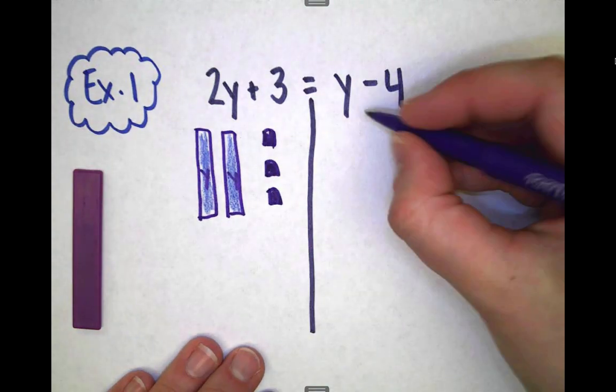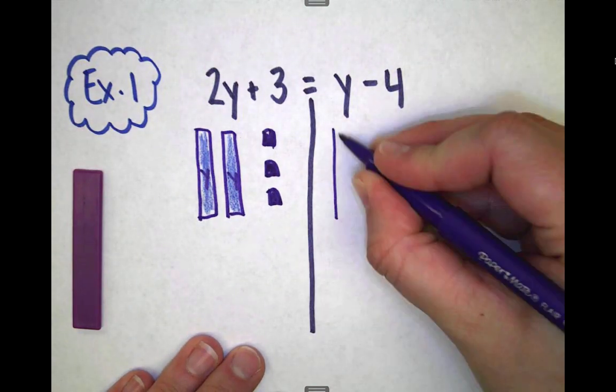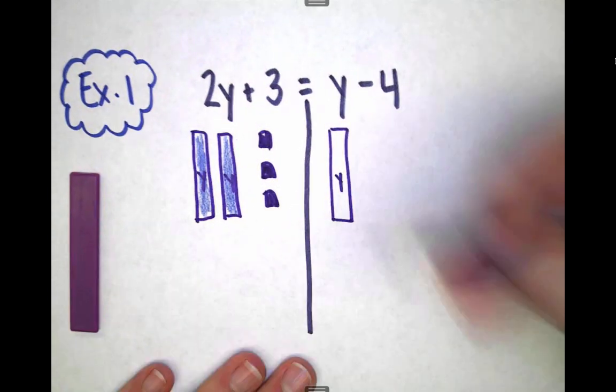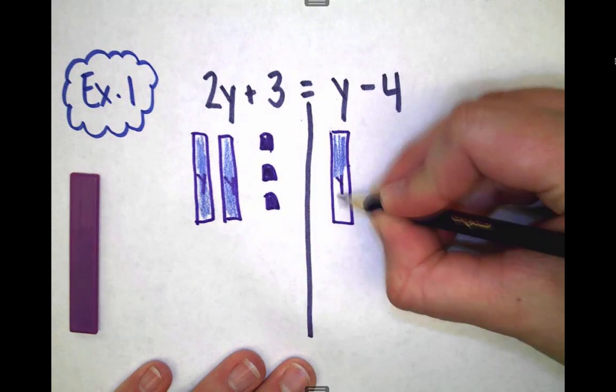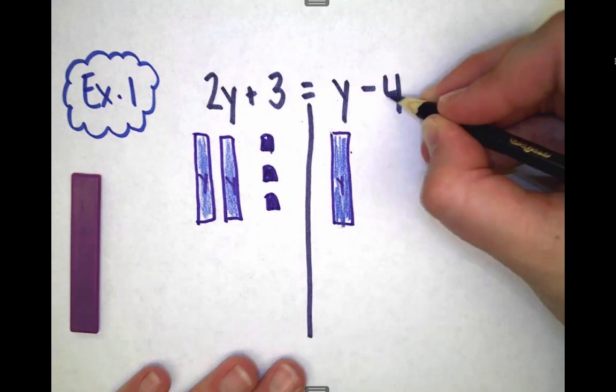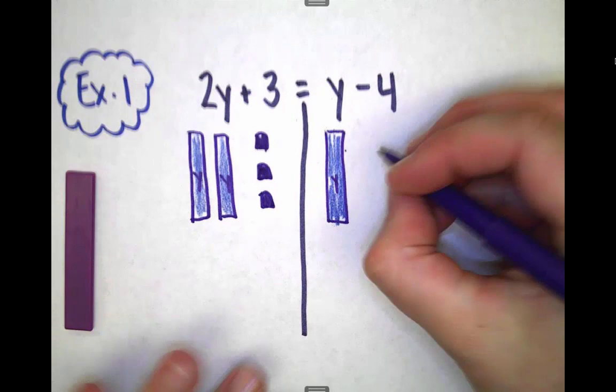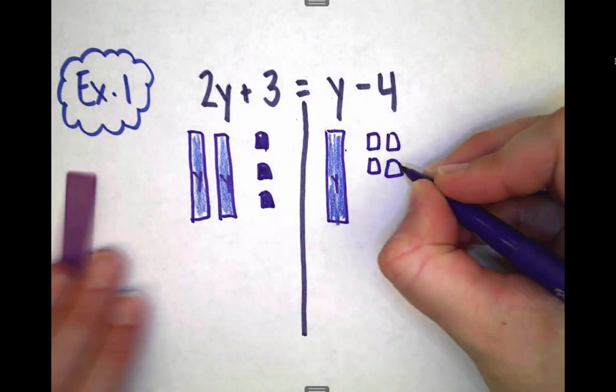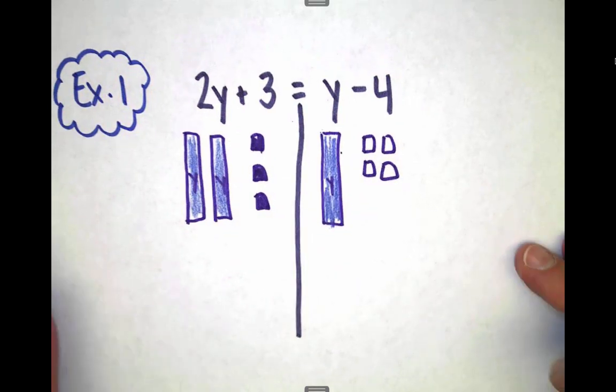And then I have y take away 4, so I have another y. Here's my y. It's positive, it gets shaded in. It's not negative. And then I have a minus 4. So minus is negative, so I finally have some negatives. 1, 2, 3, 4. There we go. All right, there is our visual of our problem.